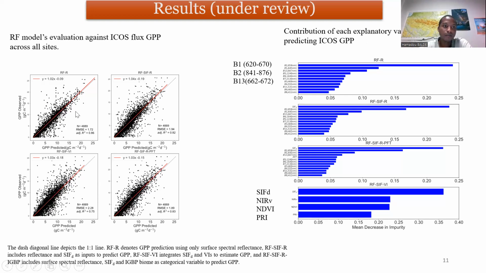But the strongest model, which explained the most GPP, with 86% variability of GPP, was the model that used only the reflectance. And the lowest was the model that used the SIF plus the vegetation indexes. And from the figure on the right, we can see that the surface spectral reflectance in the near infrared and red band, as well as SIF and NIRv, are among the variables that contribute the most to the GPP estimations.